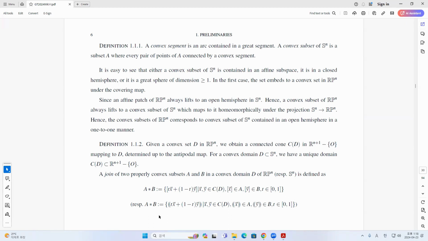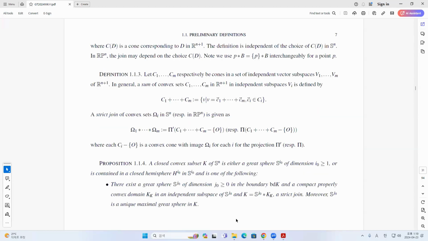Okay. And also A star B is the set of directions of tx plus (1 minus t)y, where x, y are in C(D), and x is in A, y is in B, and t is in [0,1]. Here this double bracket means the direction. I didn't really define it yet, but I will use it here. So I will insert something here next time, I mean, in the revision. So this double bracket means that if you have a vector x in Rn plus 1, this is the direction in Sn, or the equivalence class containing it. Okay, so of course you don't want 0 here.